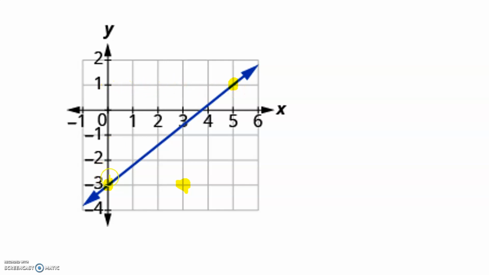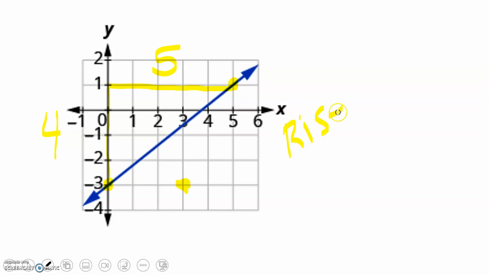So we will count 1, 2, 3, 4, up. That's our rise. And then 1, 2, 3, 4, 5, over. That's our run. Our slope is the rise over run. So in this case, our slope is up 4 units over 5.